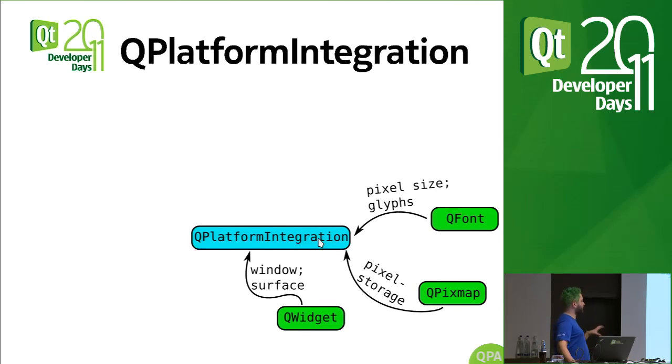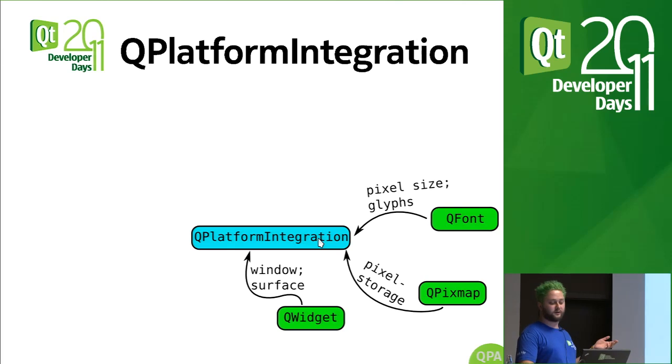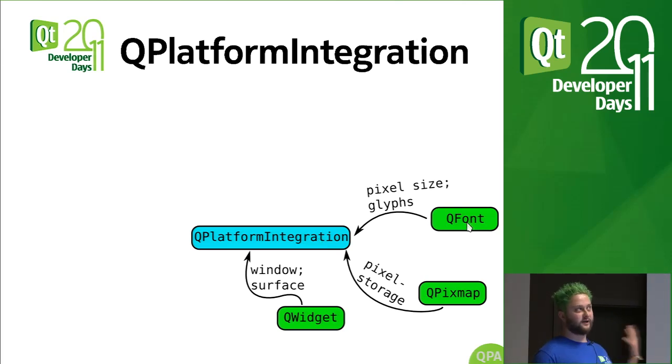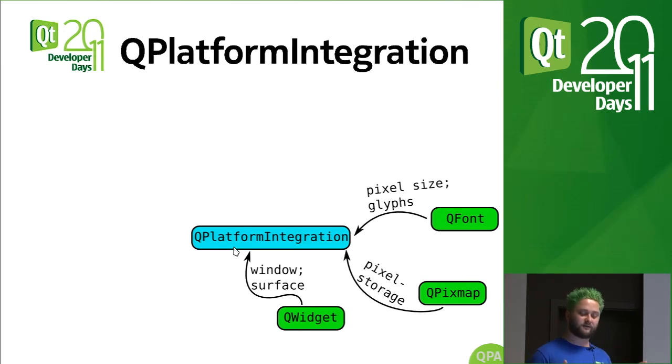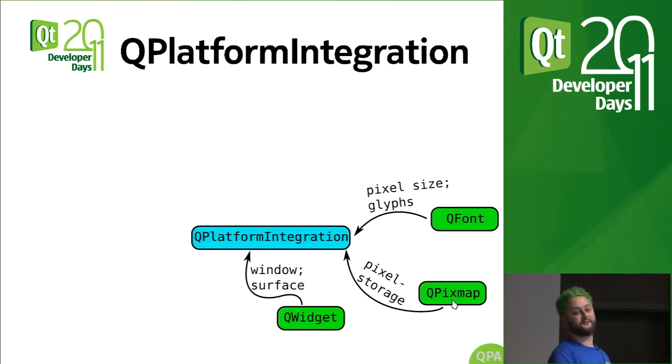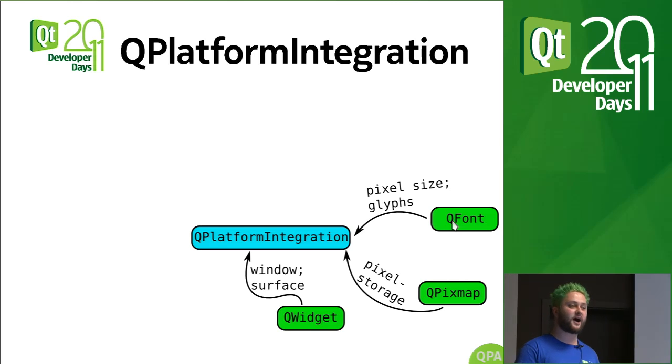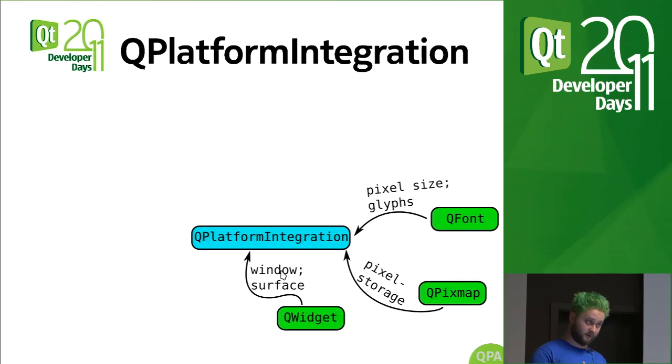So this is a little bit how it looks. Again, the same color scheme as before. Green is what's in Qt already. This turquoise is what you have to implement. So Qt needs for certain things some backup, some backend. For example, a QPixmap needs a place to store its data. A QFont needs a pixel size, and then at the end needs its glyphs to actually render. A QWidget always needs a surface, and if it's a top-level widget, so a window, then it needs a window.